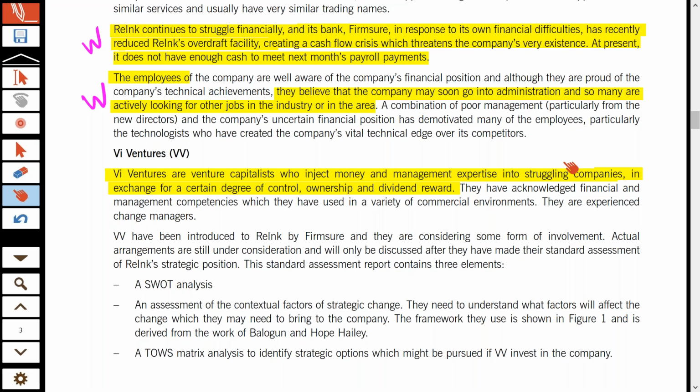Am I a struggling company? Yes, I am. Do I need money? Yes, I do. Do I need commercial expertise? Yes, I do. In exchange for a certain degree of control, ownership, and dividend. So a venture capitalist is kind of good news for me, but they're external factors, right? They're not internal. So I would say it's an opportunity.